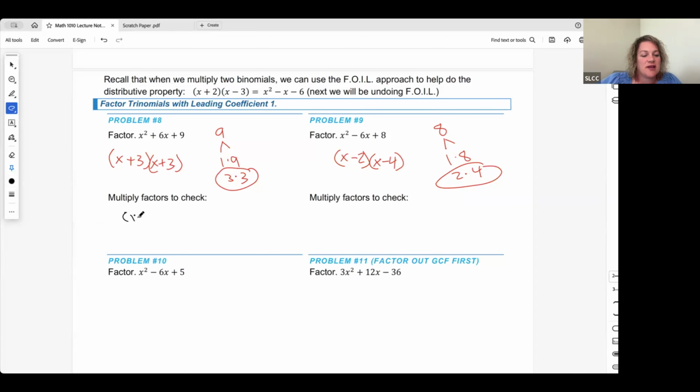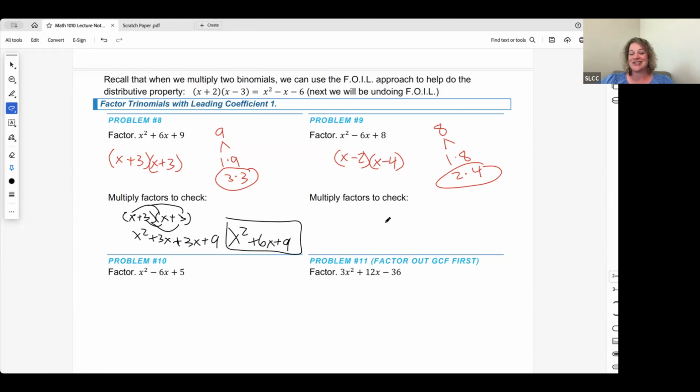So I have x plus 3 times x plus 3. When I distribute the x's, that's x squared plus 3x, and distribute the 3, that's plus 3x plus 9. Then combine like terms, x squared plus 6x plus 9. And voila.